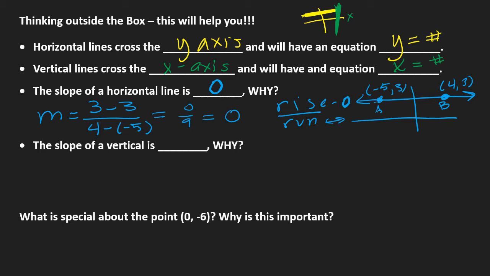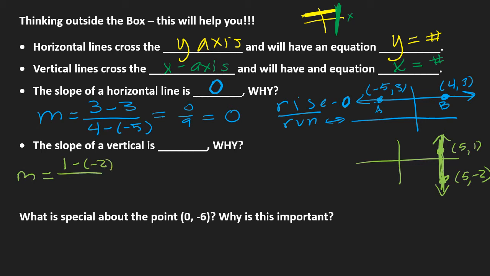However, let's think of what happens when I have a vertical line. So again, I'm going to draw me a vertical line and pick some arbitrary points. And when I do that, let's just say we have some point 5, 1. And down here we have some point 5, negative 2. I can think of this visually or I can think of it analytically. So if I think of this analytically, slope equals y minus y, 1 minus a negative 2, all over x minus x. So I end up with 3 over 0. And you cannot divide by 0.